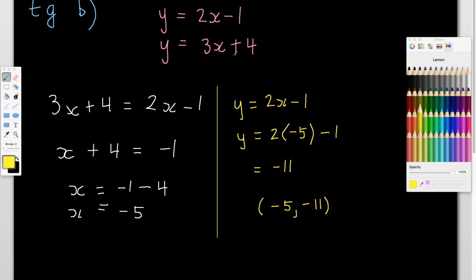So it works for both equations, which is what you should always expect when you've solved accurately. So that's our solution to the simultaneous equations. Graphically, it's the point where the two lines meet.